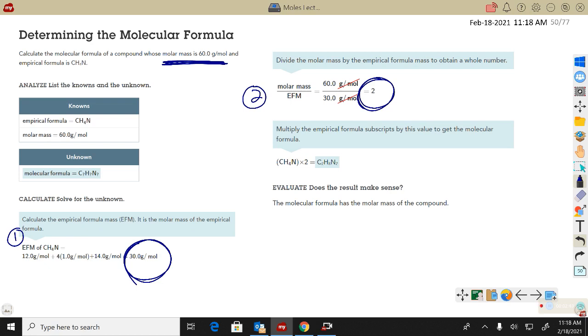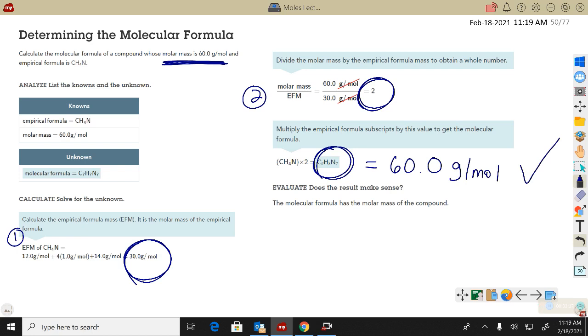And does it make sense? If you're ever unsure, you can just check the mass of this guy. If you add this up on your periodic table, 2 carbons plus 8 hydrogen plus 2 nitrogen, what do you know? It's really right around that 60 grams. Then check. I know I did it right.